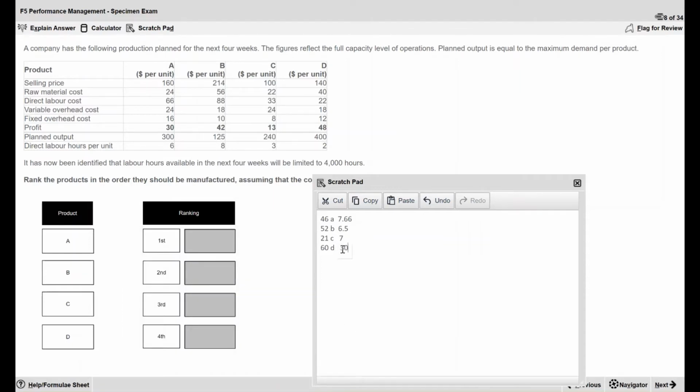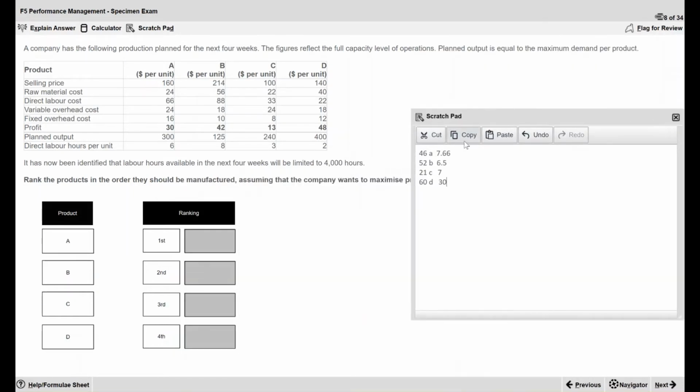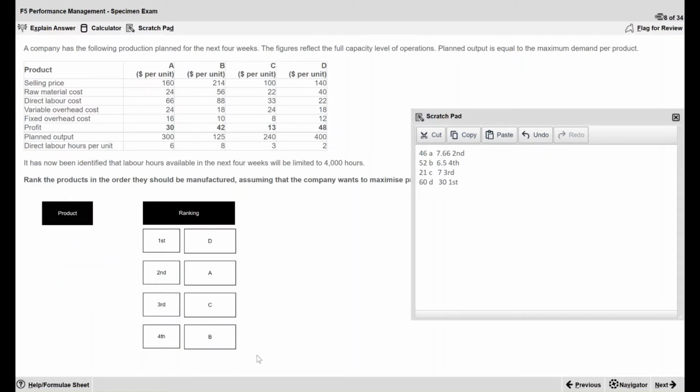Sometimes when a question is too simple, just check that there isn't any trick that they might have used. But for now, the ranking would be first, second, third, and fourth. I hope I'm not missing anything. So we will take D and put it first. We will take A and make it the second one, make C the third one, and then B the last one. This would be the ranking. I hope I haven't missed anything.